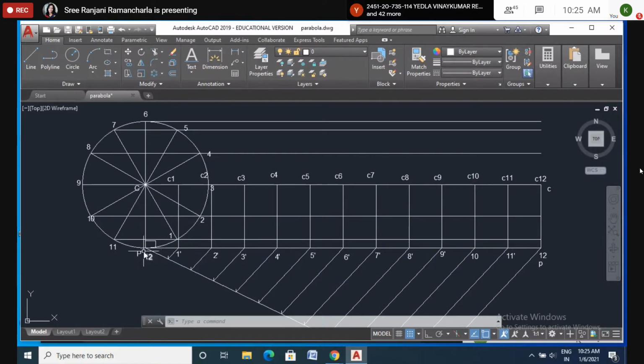Now, with protractor, measure P and C as a radius. What is the length of PC? 2.5 centimeters. Yes, good. So measure PC 2.5 centimeters.